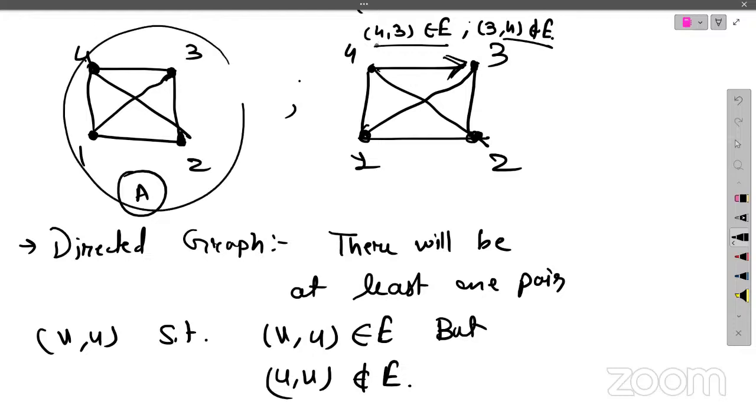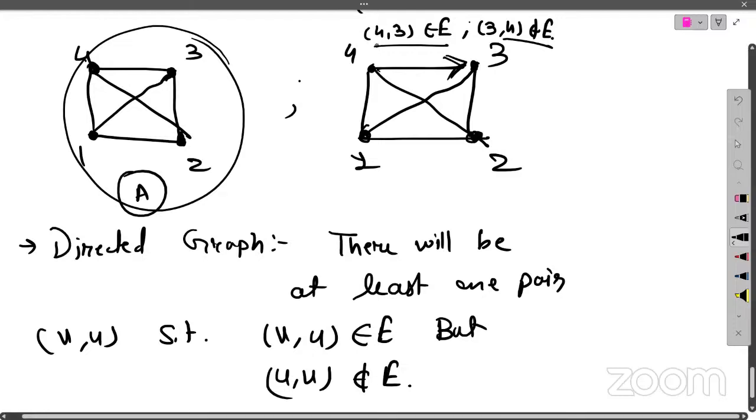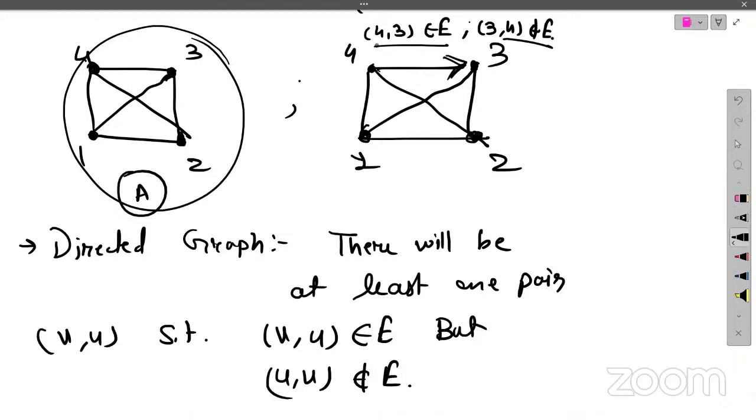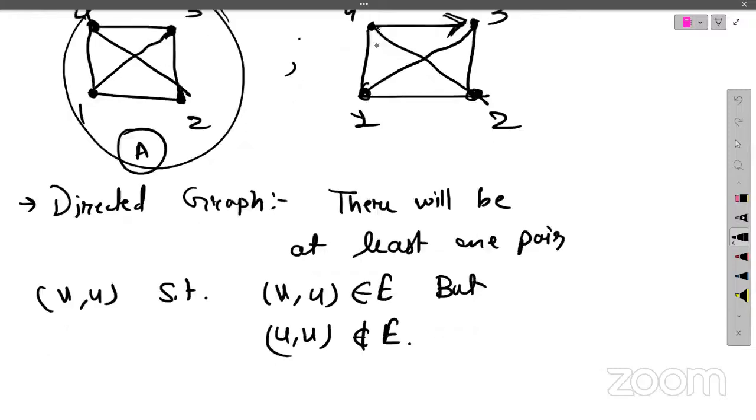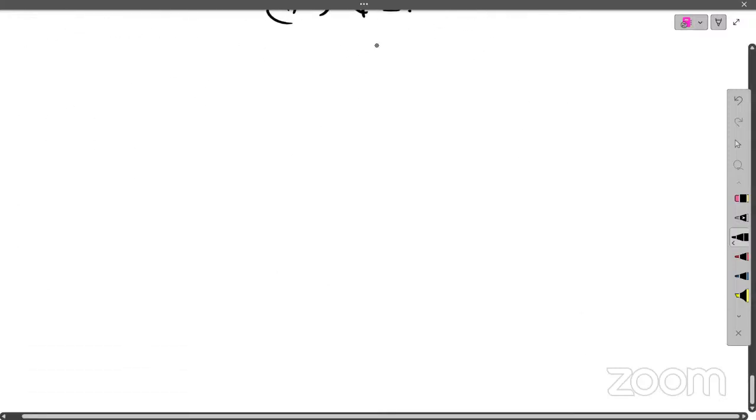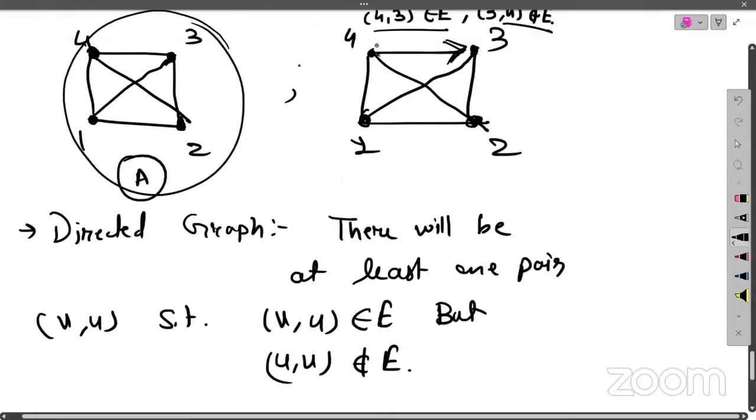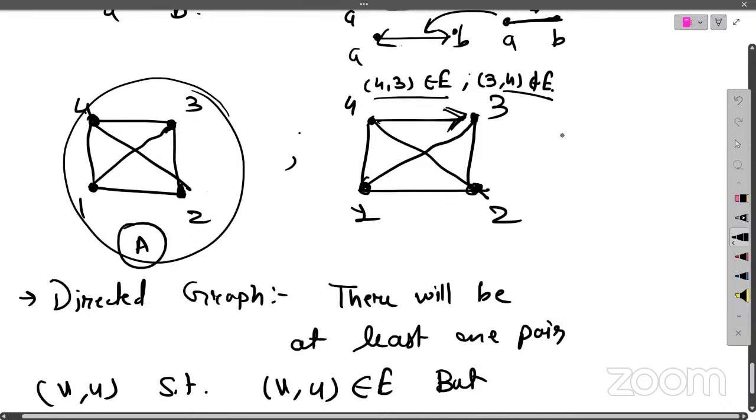But if all pairs have the symmetric relation, so that means if there is an edge from A to B, then there is also an edge from B to A. So that means you can go from A to B and B to A. Such kind of graph is known to be an undirected graph. And it's very easy to judge which graphs are directed or undirected. You just have to find out a pair that does not satisfy the symmetric relation. Okay.